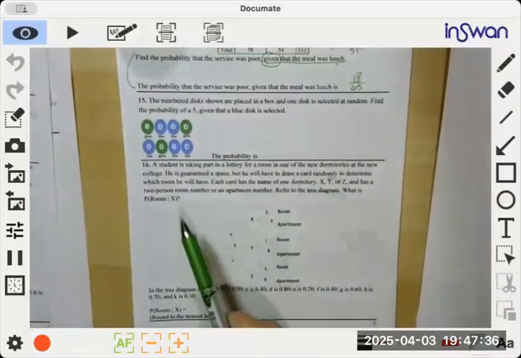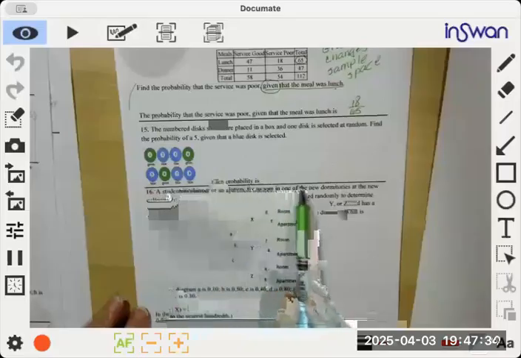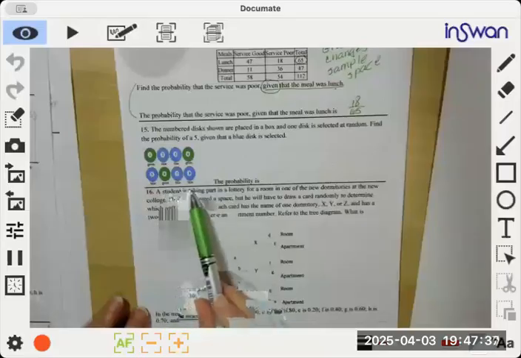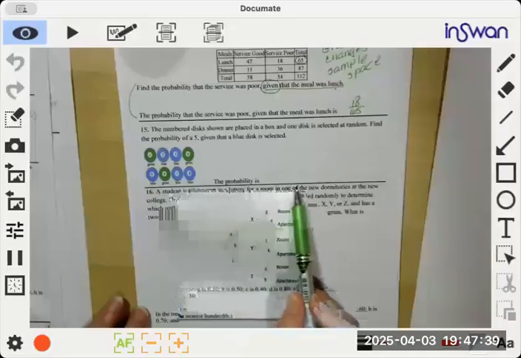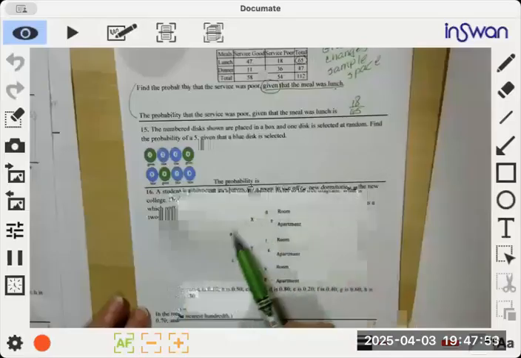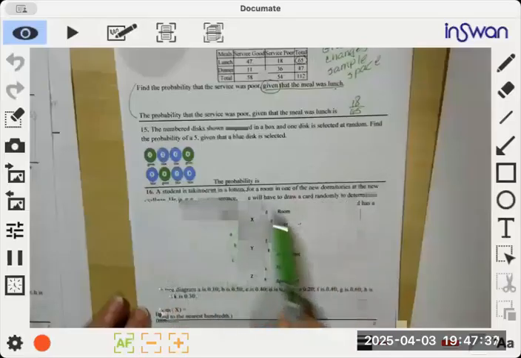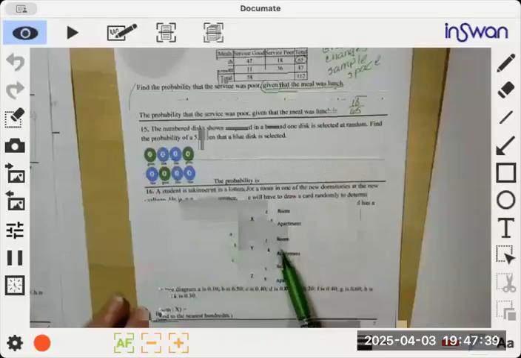All right, a student is taking part in a lottery for a room in one of the new dormitories at the new college. He is guaranteed a space, but will have to draw a card randomly to determine which room he will have. Each card has the name of the dormitory, X, Y, or Z, and has a 2-person room number or apartment number. So room or apartment.